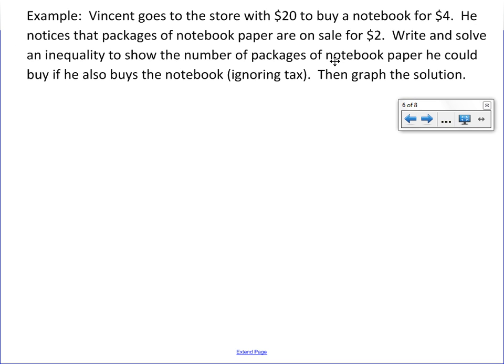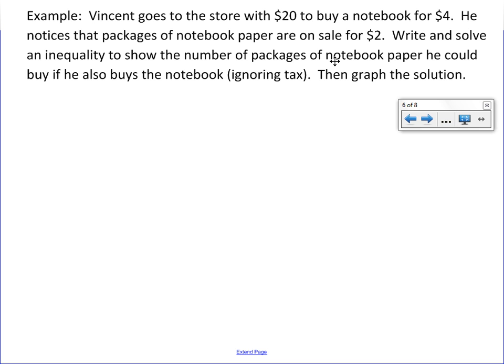Vincent goes to the store with $20 to buy a notebook for $4. He notices that packages of notebook paper are on sale for $2. Write and solve an inequality to show the number of packages of notebook paper he could buy if he also buys the notebook, ignoring tax. Then graph your solution.